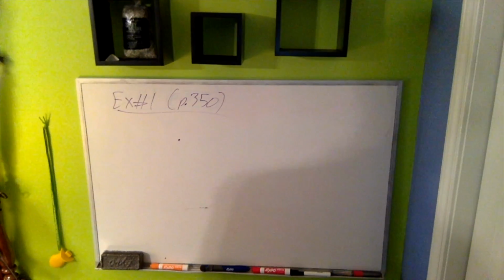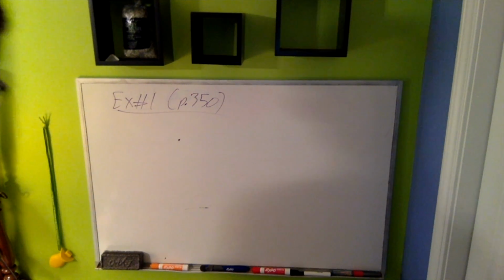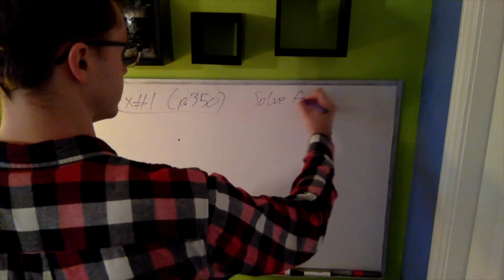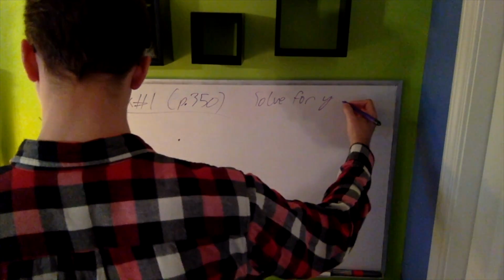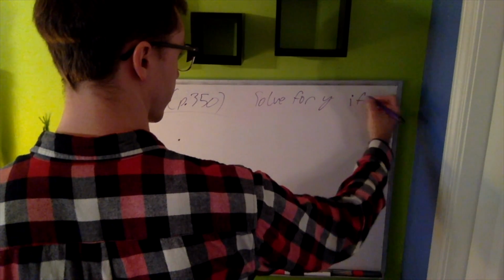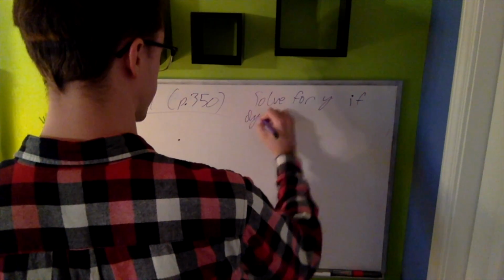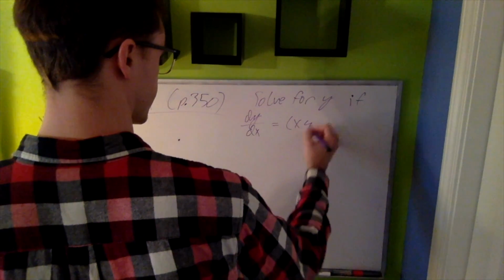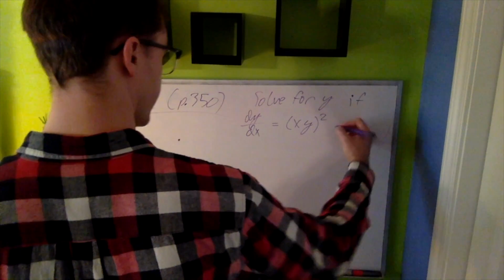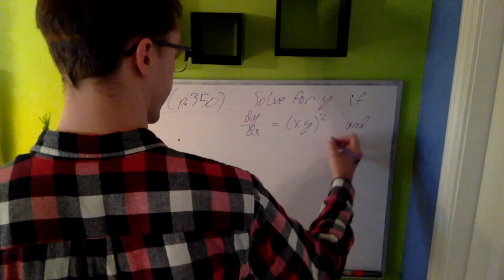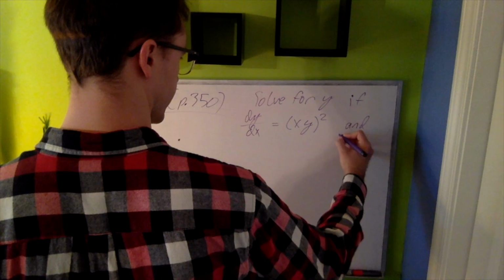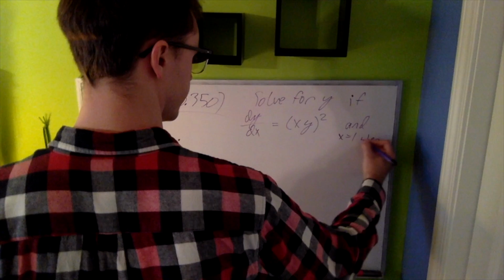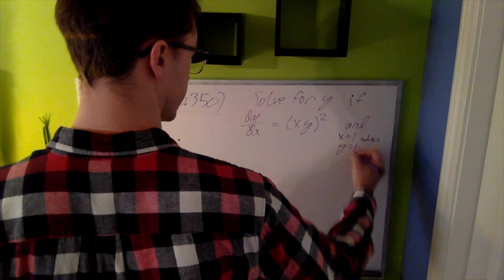This is example number 1. It can be found on page 350. Our prompt is to solve for y if we're given dy dx equals the quantity x times y squared, and given that x equals 1 when y equals 1.